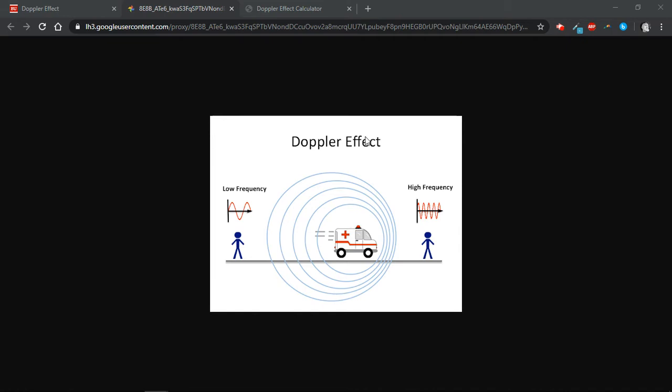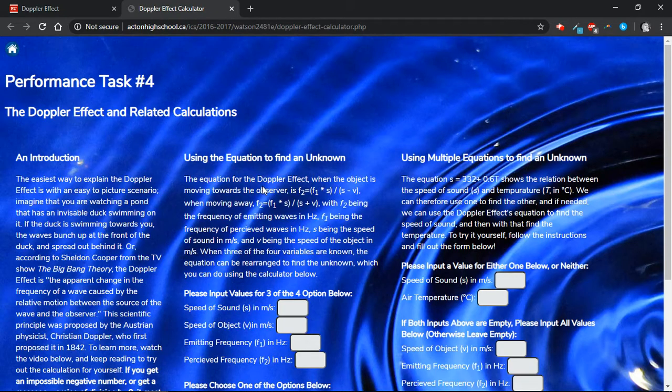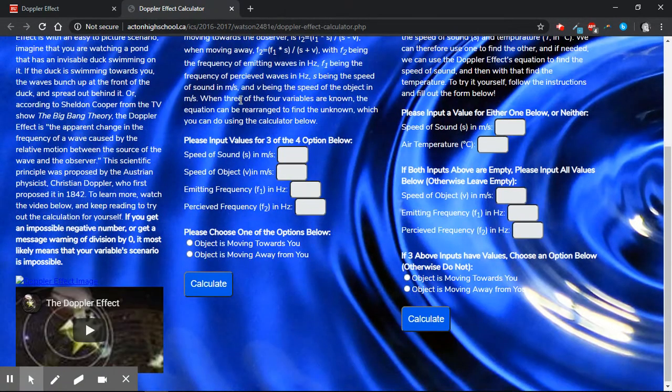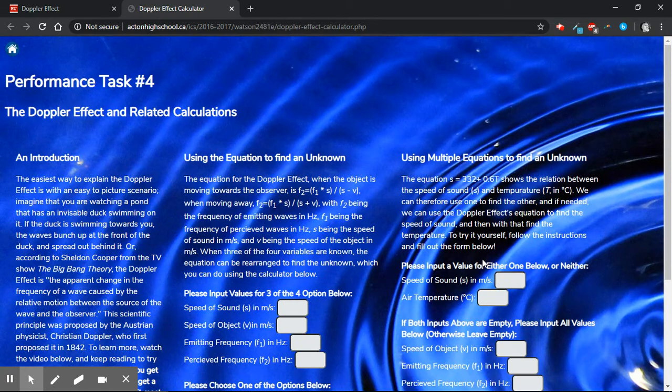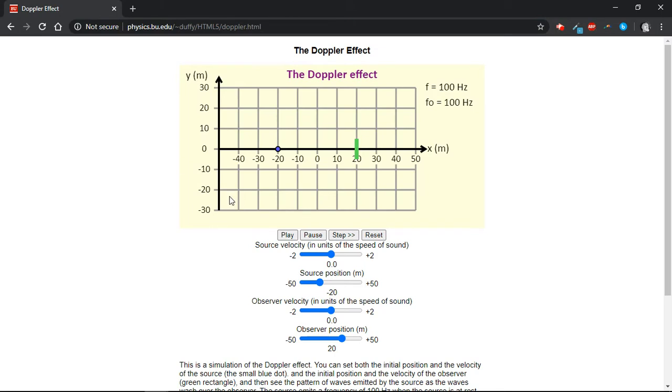All right, this Doppler effect calculator here allows you to calculate the apparent perceived frequency. You can also do the speed of sound in air. There's all kinds of cool stuff that you can do here. And that, I believe, was included; this is the student's work from a few years ago. So let's take a look at just one last thing before we start. So here we go.